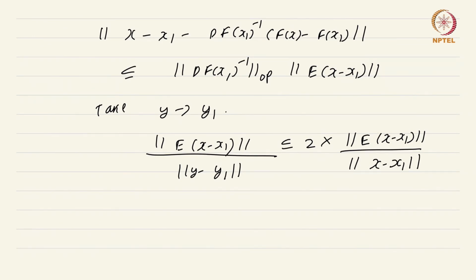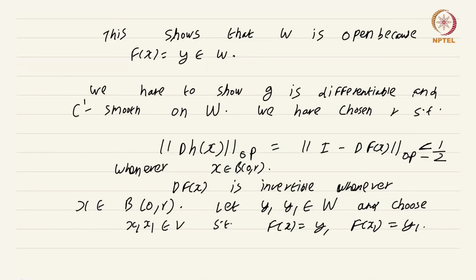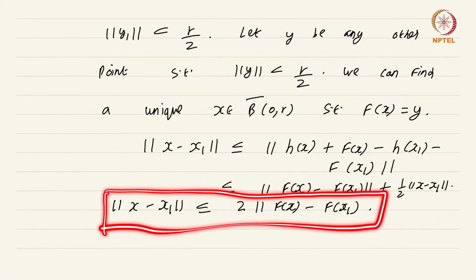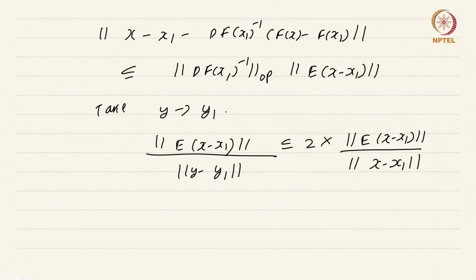How did we get this, the relationship between norm y minus y1 and this quantity? Well, some time back we actually showed this. I don't seem to find where. Yeah, here it is. We have actually shown this some time ago. So plugging that in, we get that norm e of x minus x1 by norm y minus y1 is less than or equal to twice norm e of x minus x1 by norm x minus x1, and this goes to 0 because as y goes to y1, x goes to x1 by continuity of g.